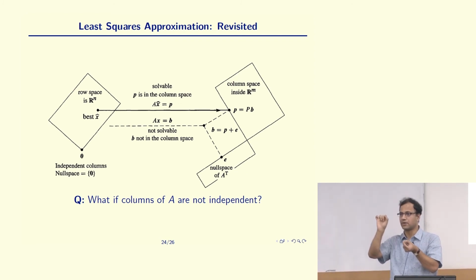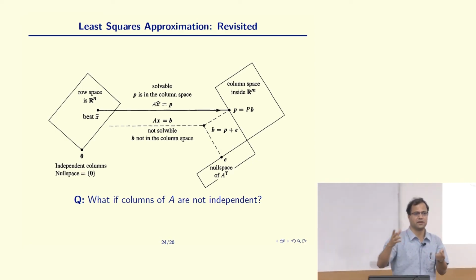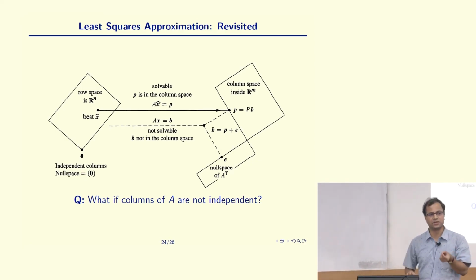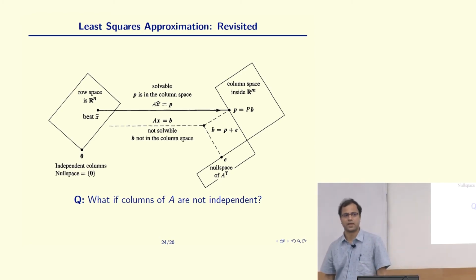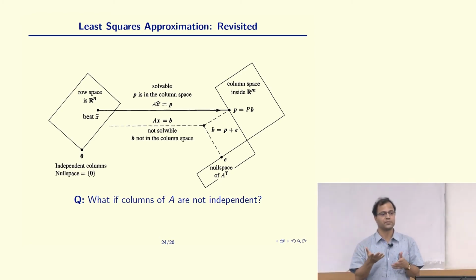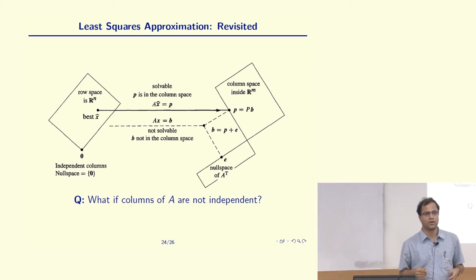The X cap we computed for line fitting or parabola fitting, whatever least square approximation application we did, we assumed that our column vectors are linearly independent, and that is why we were able to solve it. But in general, the column vectors may not be linearly independent. Then how to compute this inverse if that is not invertible? Pseudo inverse. Now we'll be using the pseudo inverse.